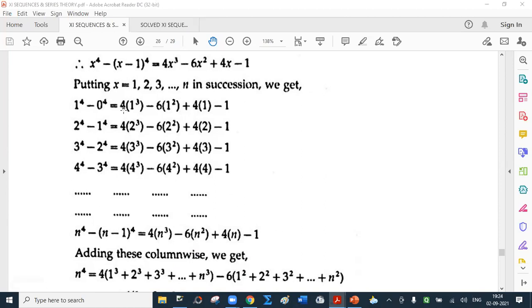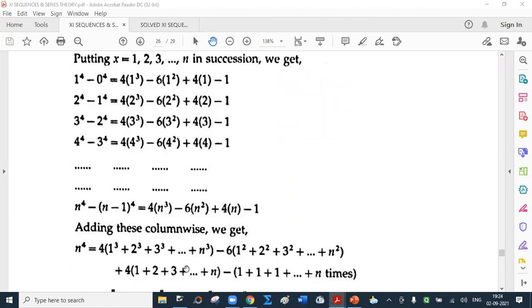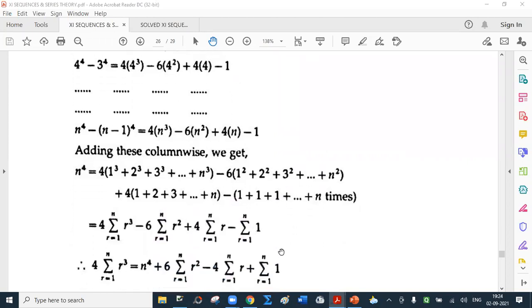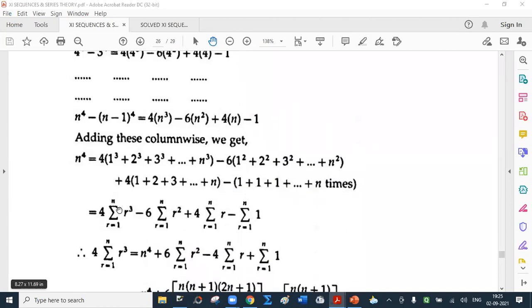See the first column. Take 4 common. 1 cube plus 2 cube up to n cube. This is the required sum. Take minus 6 common. 1 square plus 2 square up to n square. We have just obtained this. In exam, you can directly replace this by n into n plus 1 into 2n plus 1 by 6. Third column, take 4 common. 1 plus 2 plus 3 up to n. We know that this is n into n plus 1 by 2. Minus 1 is taken common. 1 plus 1 plus 1, n times is n. See. So n raised to 4 equal to this.